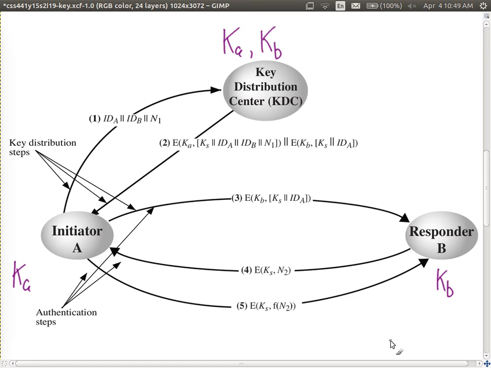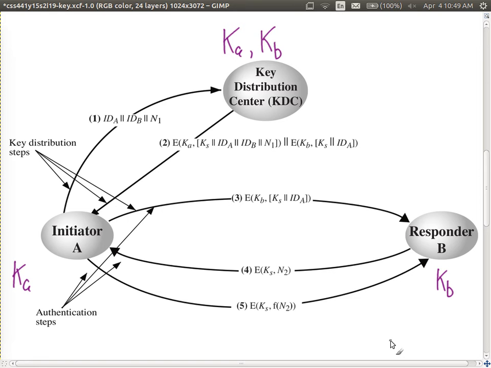So the first step is message number one, and it's between A and the KDC. A wants to communicate with B, so they'll need a session key. They don't contact B, they contact the KDC and say, I am A, I want to talk to B, and I want a session key. That's the meaning of this message, and it must contain the identity of A and B and a nonce value.